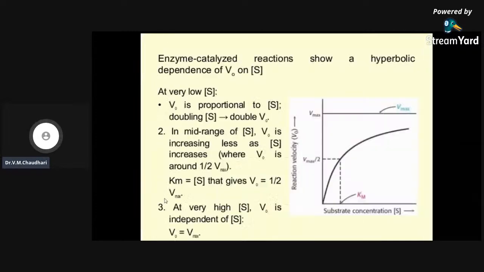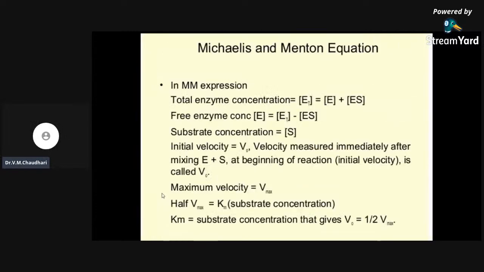Okay. Now what is Km? Km is the substrate concentration that gives velocity half of the maximum. हे तुम्हाला ग्राफवरून अजून चांगलं क्लिअर होईल. Km is the substrate concentration that gives velocity half of the maximum.